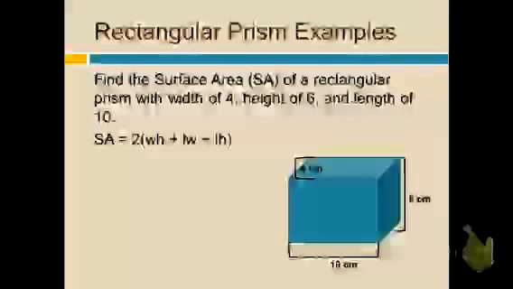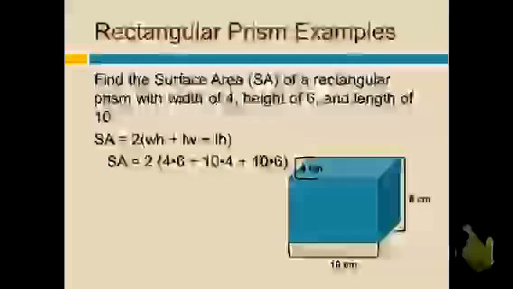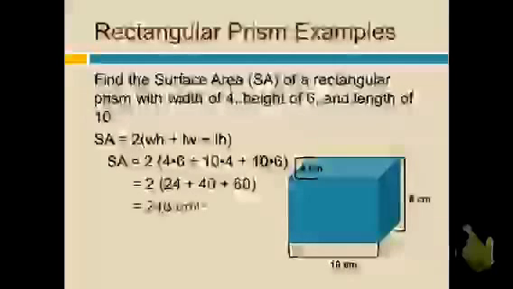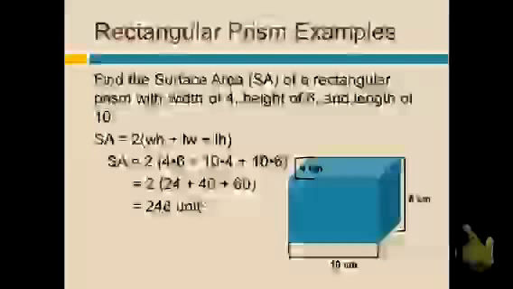equal to 2 times the quantity of width times height plus length times width plus length times height. We substitute 4 for the width, 6 for the height, and 10 for the length, simplify, and have a surface area of 248 units squared.